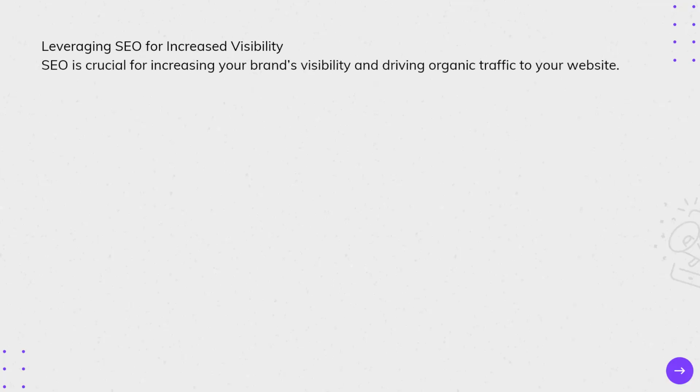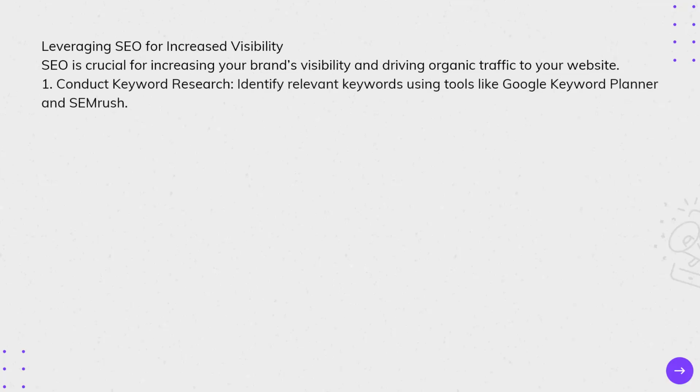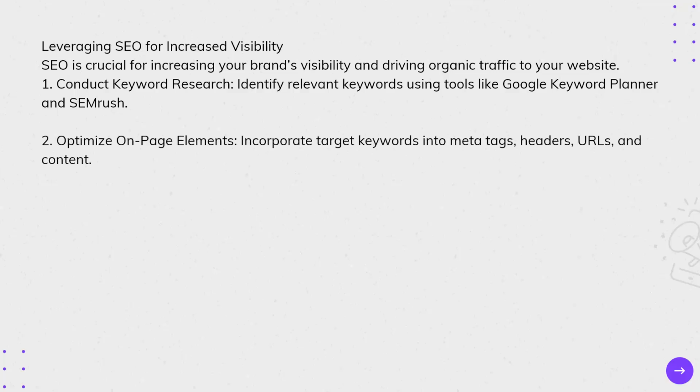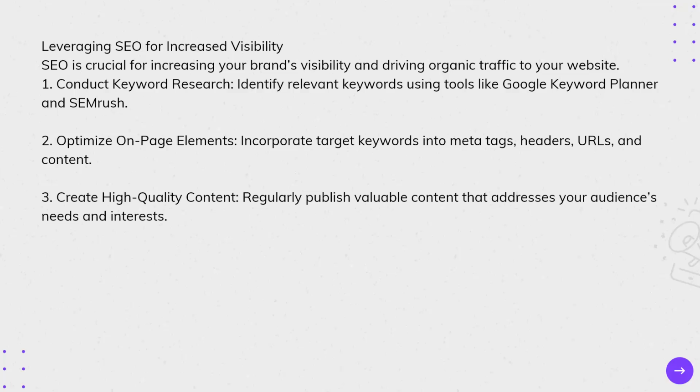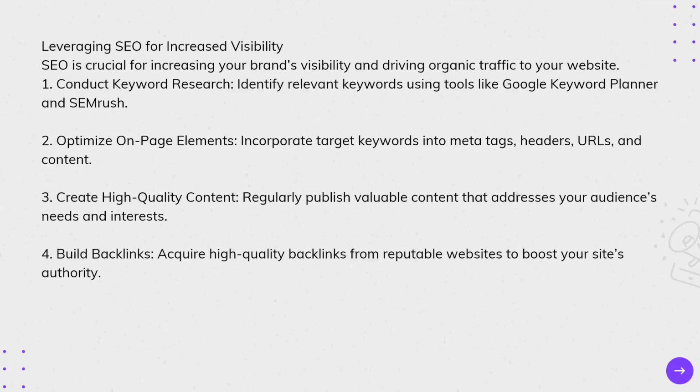SEO is crucial for increasing your brand's visibility and driving organic traffic to your website. Conduct keyword research. Identify relevant keywords using tools like Google Keyword Planner and SEMrush. Optimize on-page elements. Incorporate target keywords into meta tags, headers, URLs, and content. Create high-quality content. Regularly publish valuable content that addresses your audience's needs and interests. Build backlinks. Acquire high-quality backlinks from reputable websites to boost your site's authority.